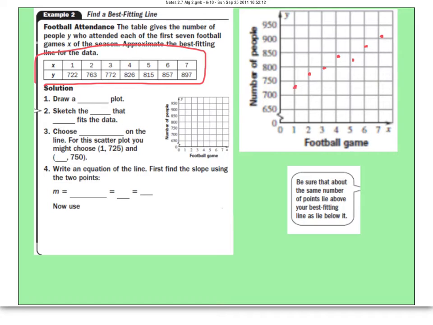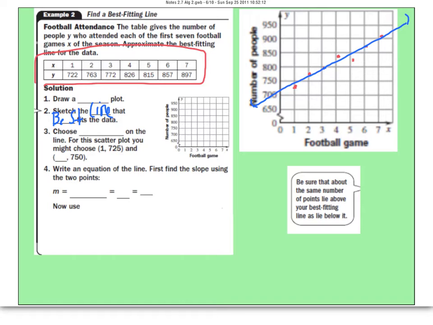Then they want us to do this. To find it, draw a line, sketch the line that best fits the data. So I'm going to do this. I think it goes through equally on both sides. And I don't know if that's the best line. That's just the line that I drew.